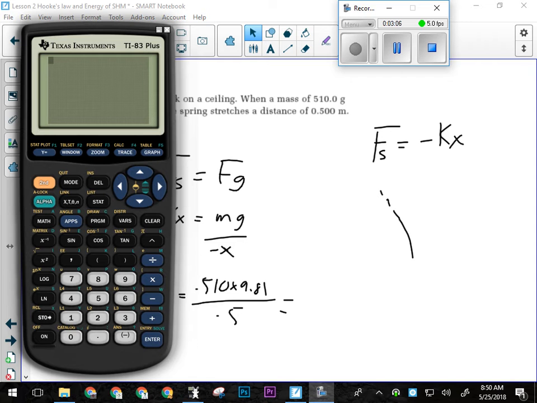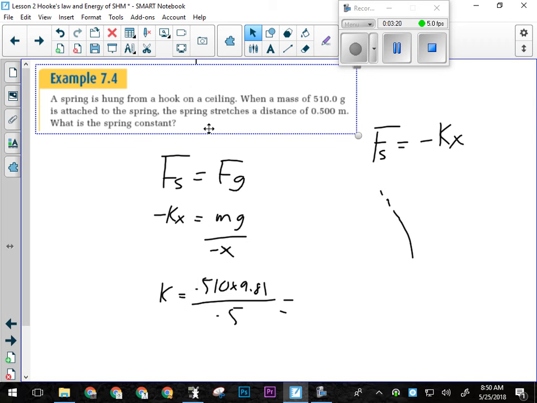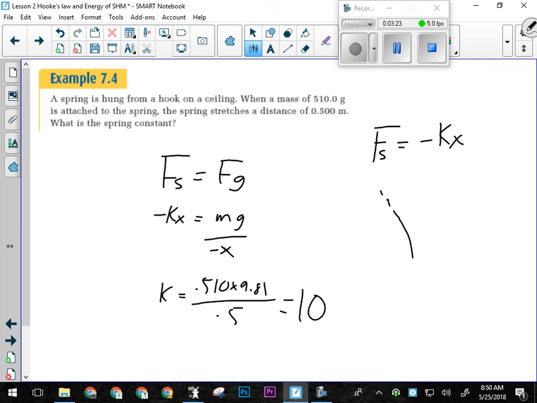All right, so 0.510 times 9.81 divided by 0.5. We're looking at a spring constant of 10. What's the units for spring constant? Newtons per meter. We had newtons on the top here, we divided by meters, newtons per meter. Essentially, it's how many newtons you would have to exert in order to stretch the spring by 1 meter. All right, so that's our Hooke's law stuff.